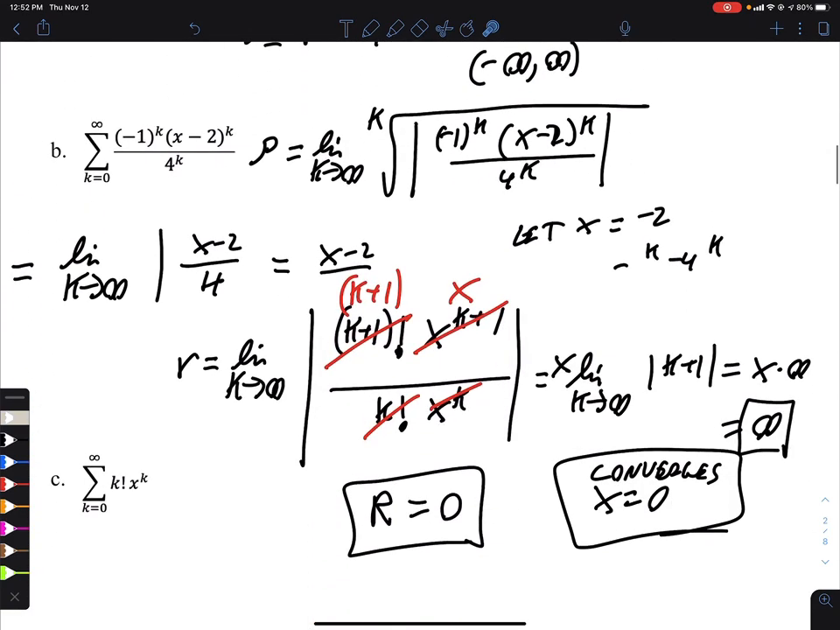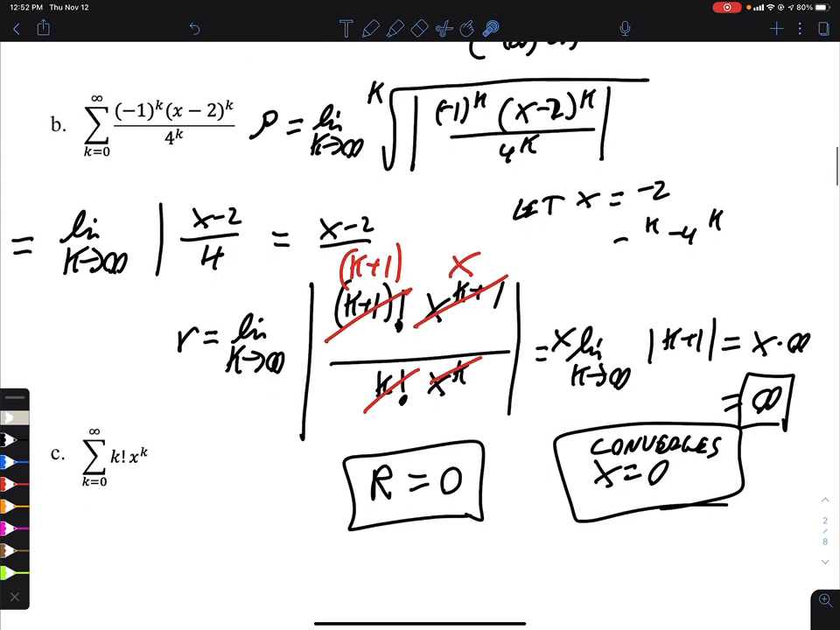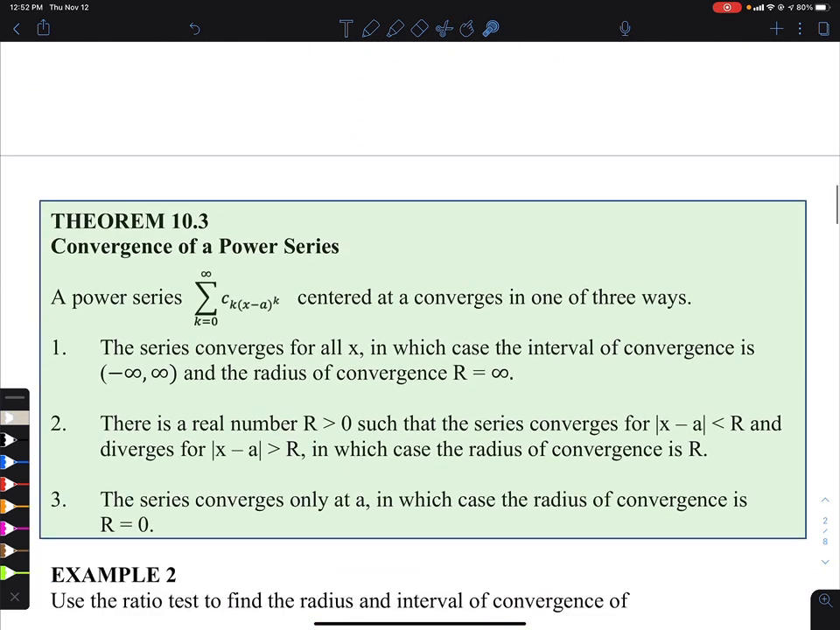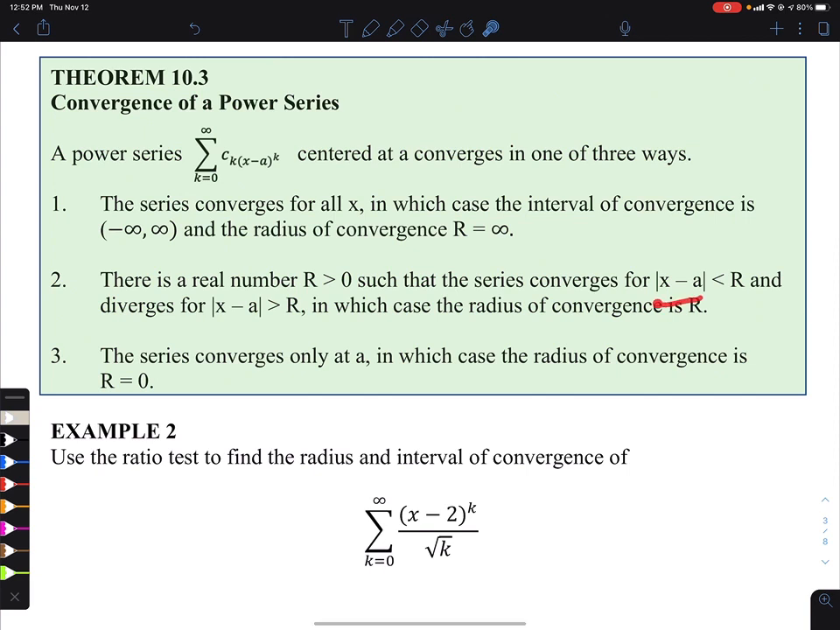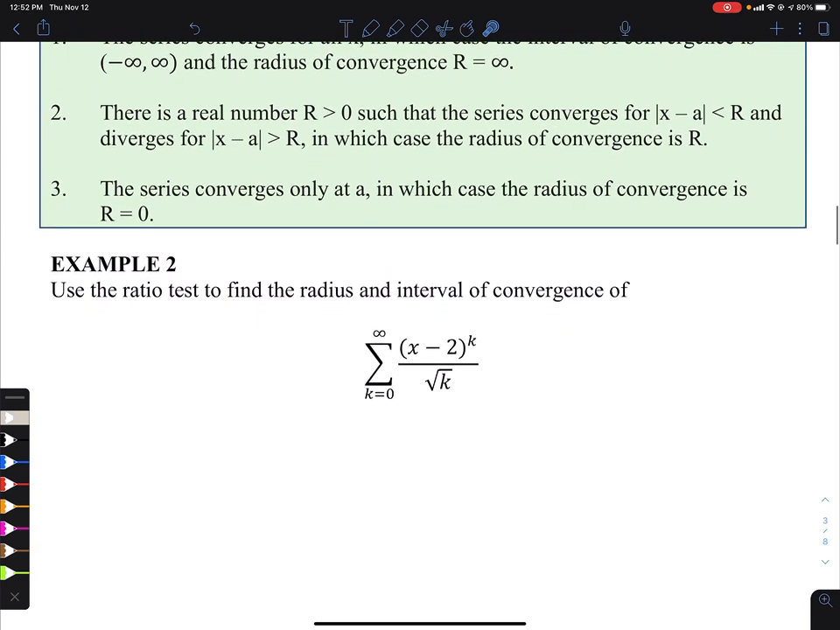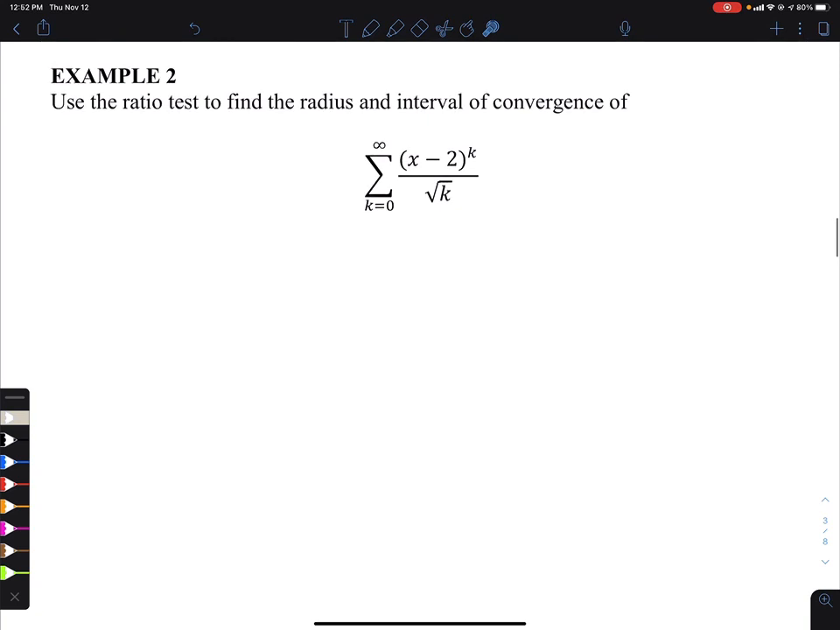Oh, that would have been B. In example B, which is erased, we had a convergence when this was less than some number, and we solved for that. And the last one, a series converges only at one point, the center, and therefore the radius of convergence is just 0. So more examples.